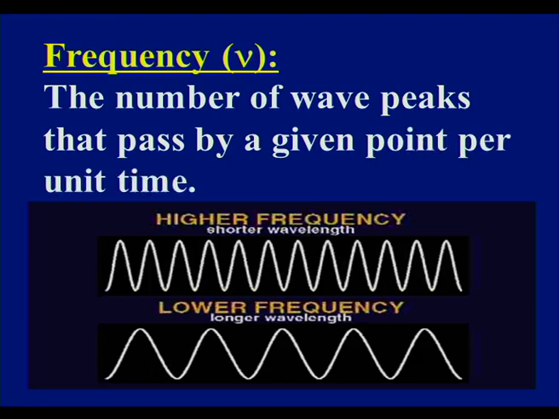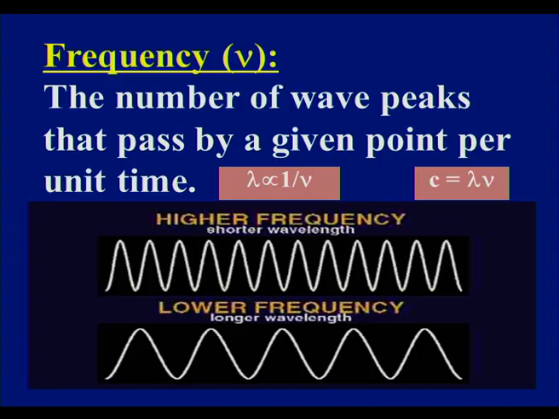The number of wave peaks that pass by a given point per unit time is known as the frequency. Children, you can find here, one is higher frequency and another is lower frequency. If the wavelength is very short, then the frequency will be more. If the wavelength is longer, then the frequency will be less. So here wavelength lambda and frequency are inversely proportional to each other, and these two are related to the speed of light. Here the speed of light is indicated with c, and c = λν.